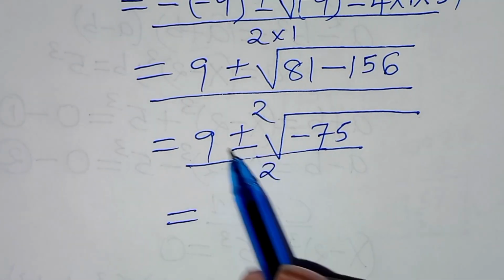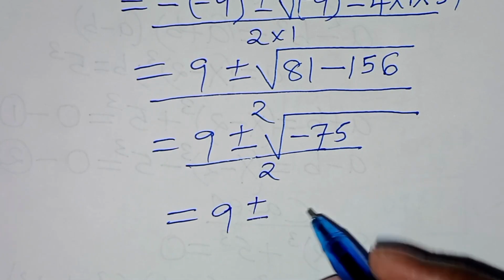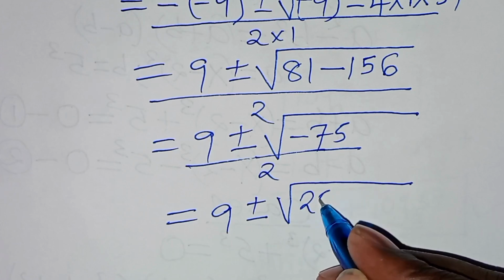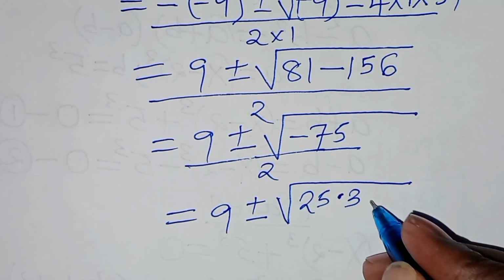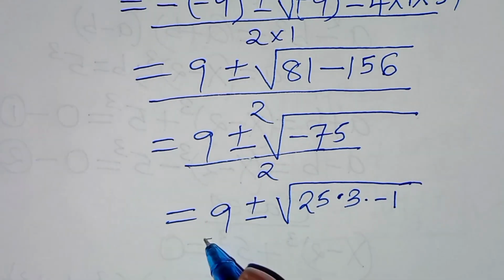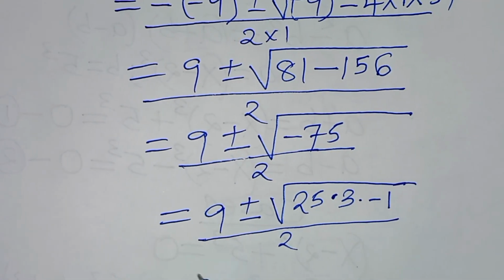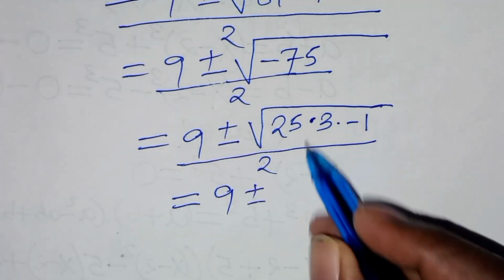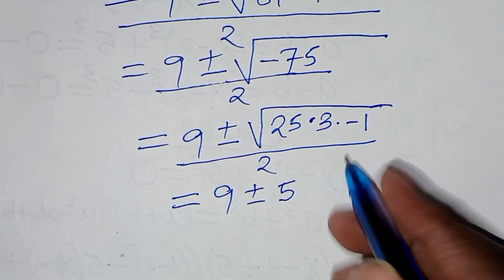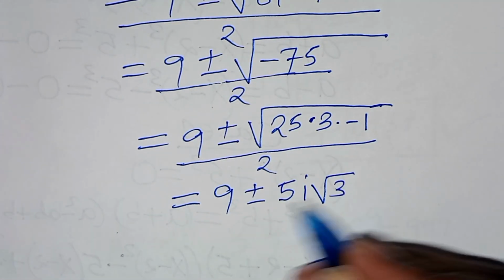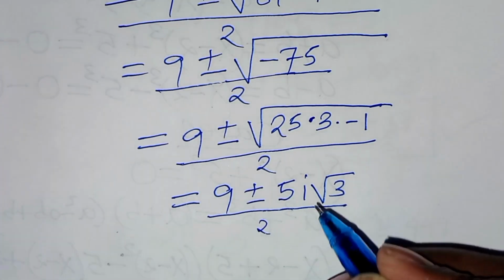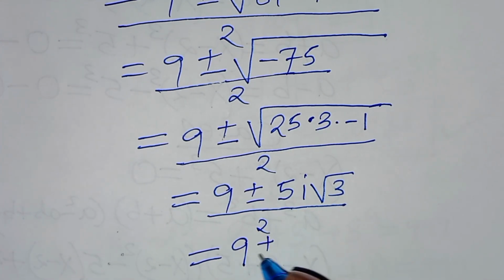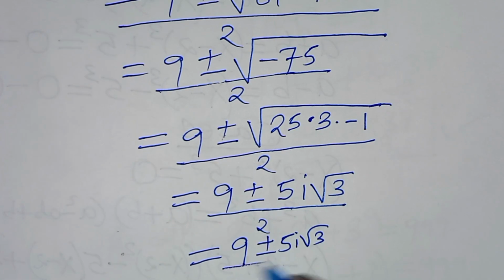So here we have 9 plus or minus the square root of minus 75, which we can express as 25 multiplied by 3 multiplied by negative 1, all divided by 2. So this is equal to 9 plus or minus the square root of 25, this is 5, the square root of minus 1, this is i, then the square root of 3, divided by 2. So here we'll have 9 plus or minus 5i square root of 3 divided by 2.